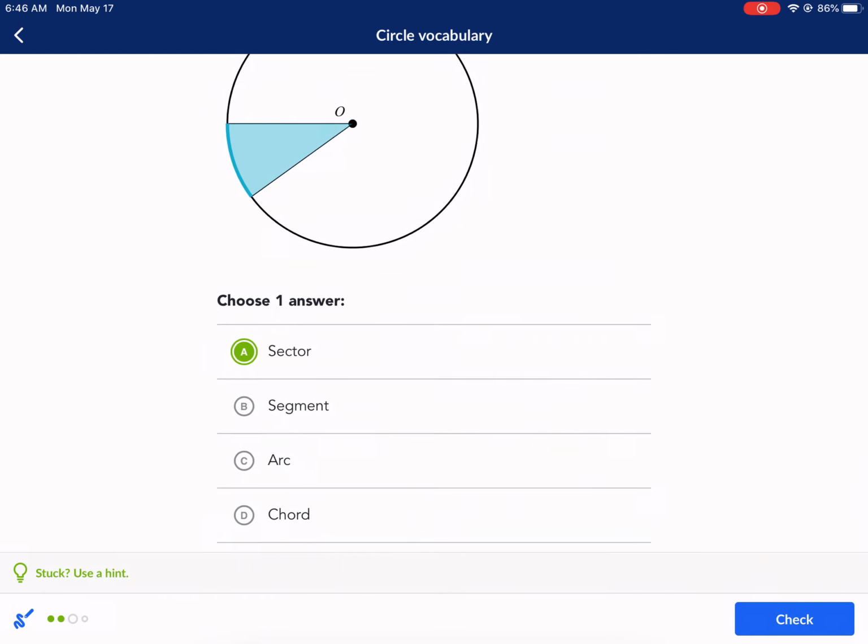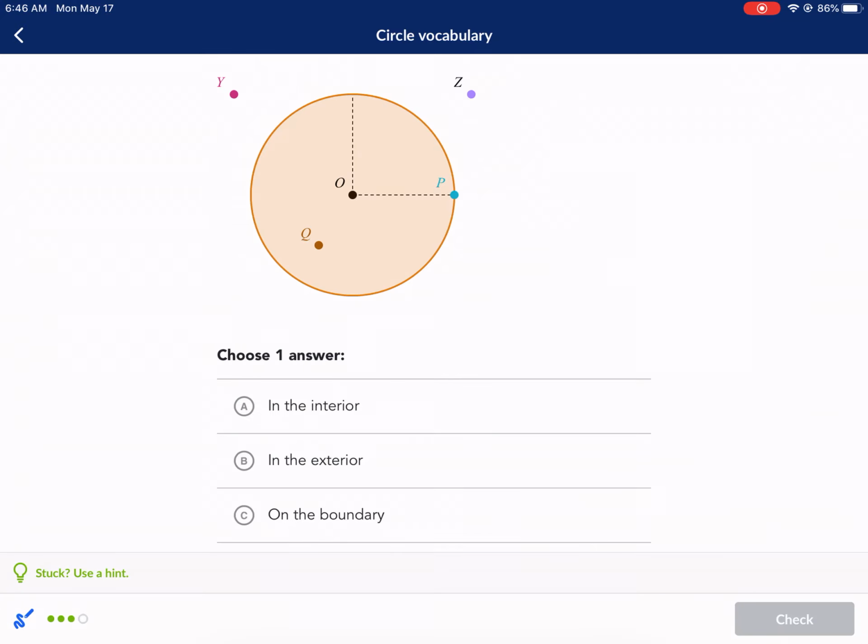Segment we already talked about. Arc we already talked about. Chord we already talked about. It's none of those. All right, onward and upward.